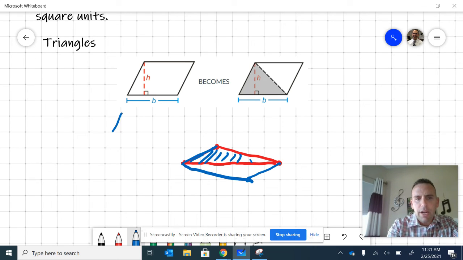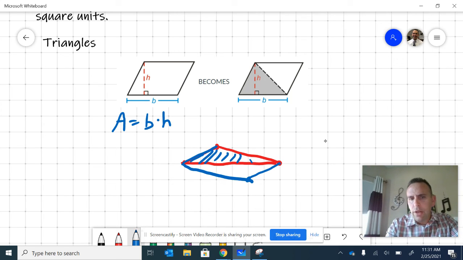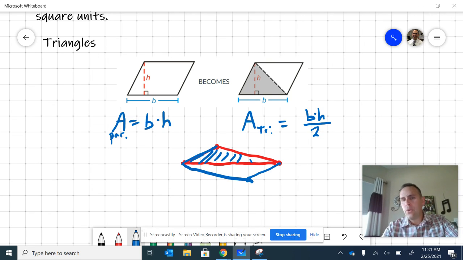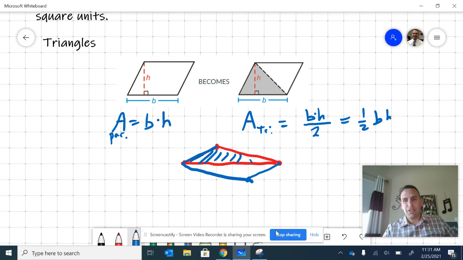Thus, if the area of a parallelogram is nothing more than the base times the height, then the area of the triangle is the base times the height, divided by 2. Sometimes it's written as 1/2 base times height. Those are precisely the same thing. Look below for a lot more examples.